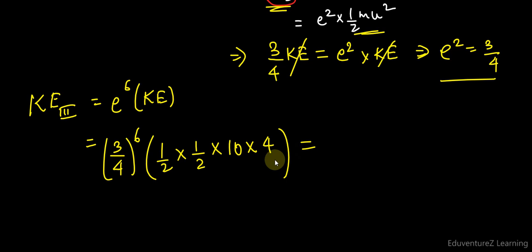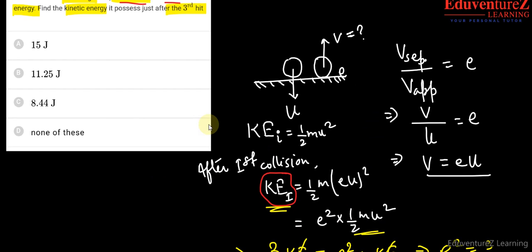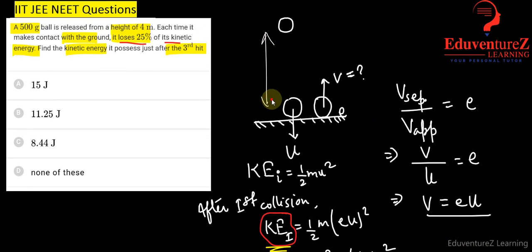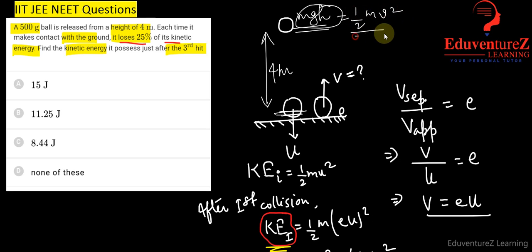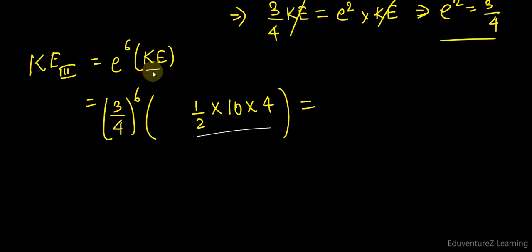So after solving these values, I have written here as mgh, not half mv square, only mgh. Why mgh? Because when the ball is at a height of 4 meter, it is having a potential energy of mgh. When this reaches the ground, this potential energy changes into kinetic energy, that means half mv square. So you can write half mv square, the initial kinetic energy, as mgh. So I have written kinetic energy initial as mgh.